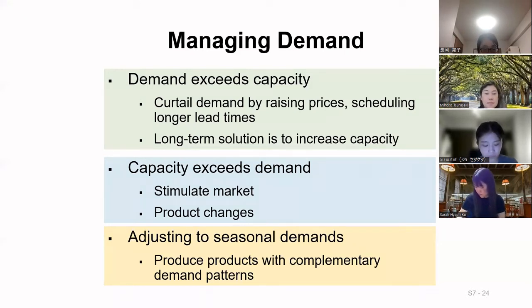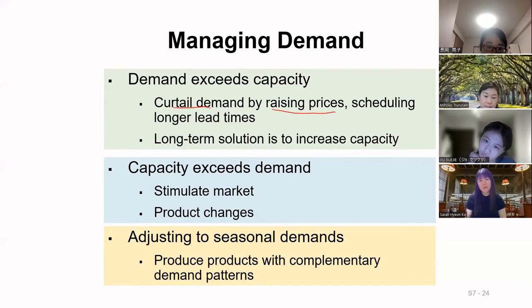Another way is actually to manage demand, okay? So you need to also think about what to do when this thing happens. What to do when demand exceeds capacity? Do you want to raise price? But that is sometimes what you need to do, right? So that is you curtail demand.